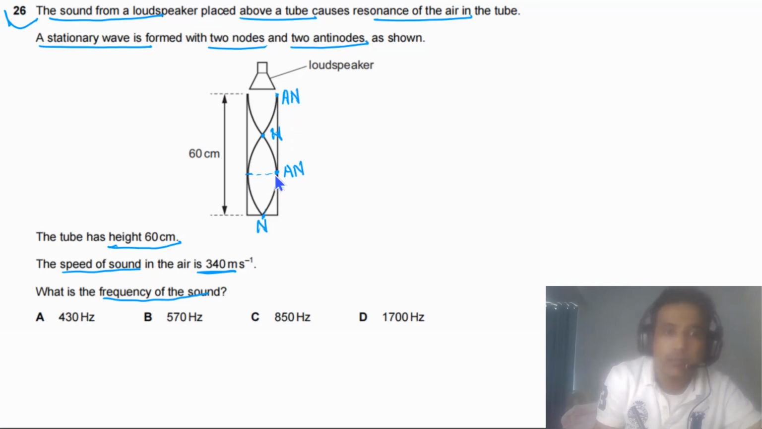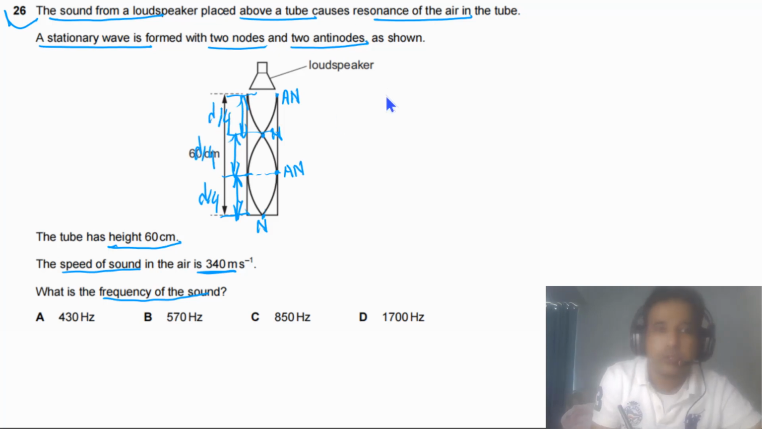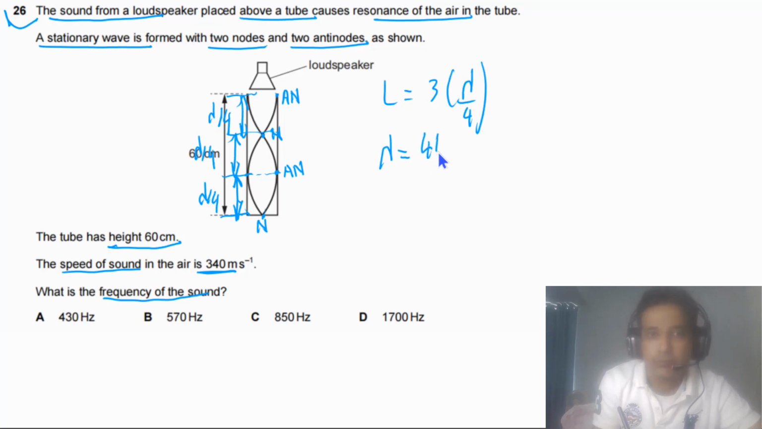Now we need to understand the distance between one node and one consecutive antinode. This distance is equal to lambda by 4. The distance between the next antinode and node is also lambda by 4, and this distance also has to be equal to lambda by 4. So in this case we have L equal to 3 lambda by 4. From here we can find the value of lambda. Lambda will be equal to 4L divided by 3.